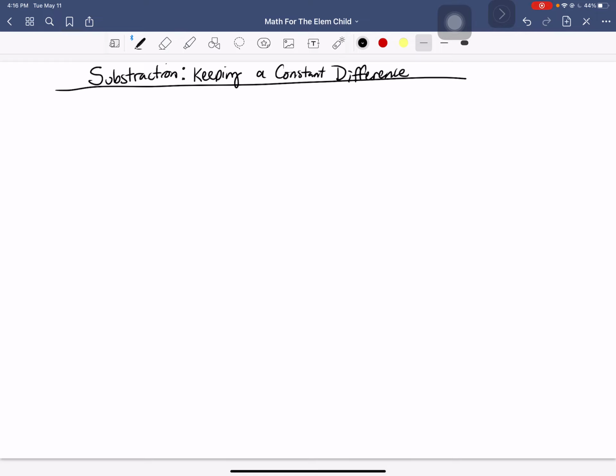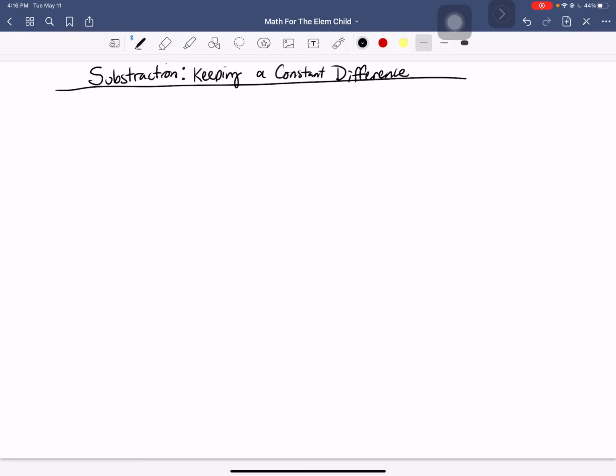Okay, we have another subtraction video. This one is subtraction, keeping a constant difference. And when we keep a constant difference, we change both numbers in the expression by the same amount. This helps us make friendlier numbers.